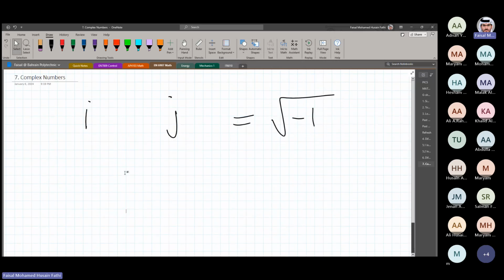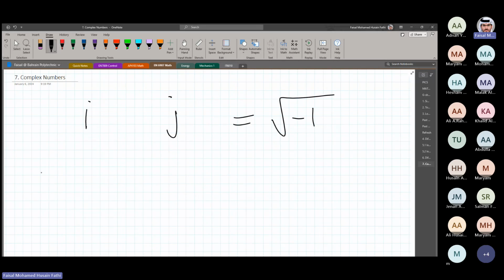So basically, you can use the symbol I or the symbol J to represent it. I usually use the symbol J because I don't like the symbol I. People mistake it for the number 1 sometimes. So I usually prefer to use the symbol J. Okay, so if you see I or J, they both mean the square root of minus 1.